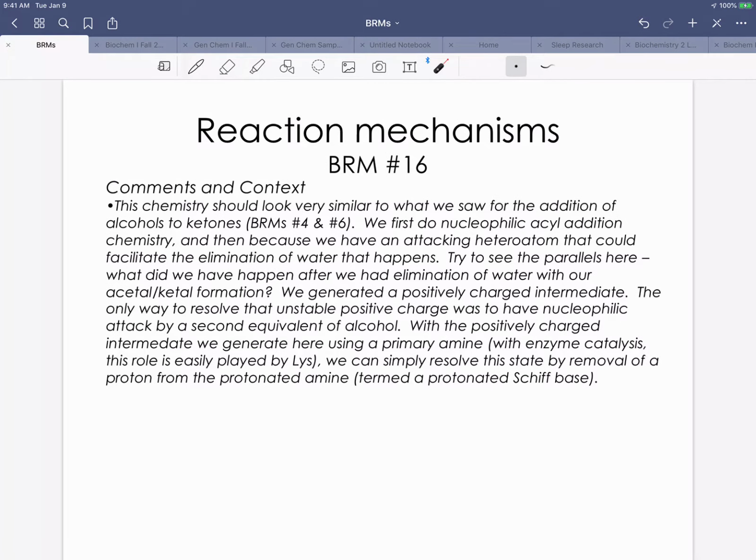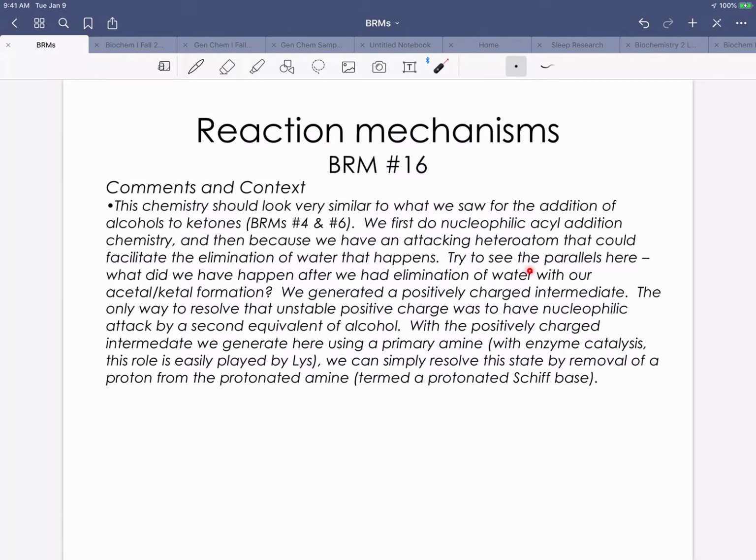So again, a few comments here. The chemistry should look similar to what we saw when we generated our hemiacetals and hemiketals with the addition of alcohols to ketones in reaction mechanisms 4 and 6. Again, first doing nucleophilic acyl addition chemistry, and then because that attacking nucleophile, the heteroatom, being an oxygen atom in these reaction mechanisms, nitrogen atom here, we're going to facilitate the elimination of water.